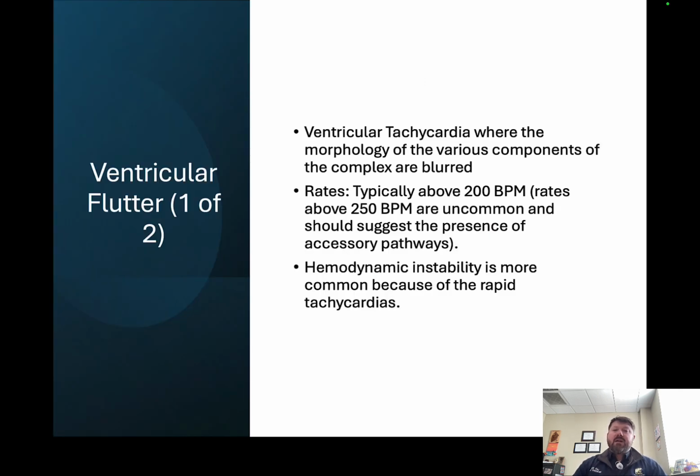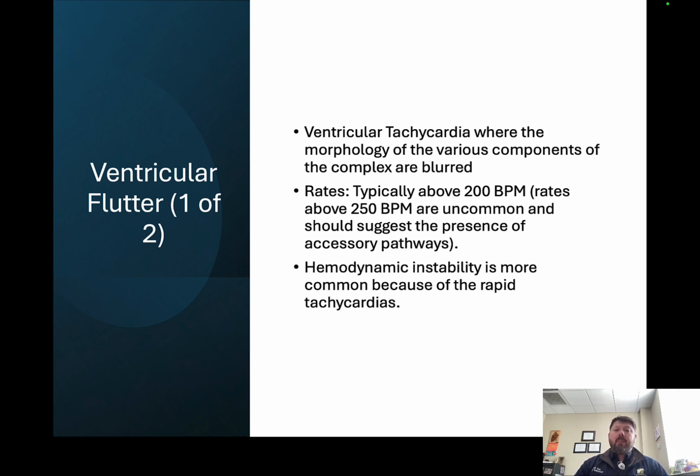When an episode of VTAC comes on so fast as to obscure the morphology of the individual waves and segments, it is known as a ventricular flutter. The rates are much higher at 200 to 250. They can vary depending on the patient and the clinical scenario.